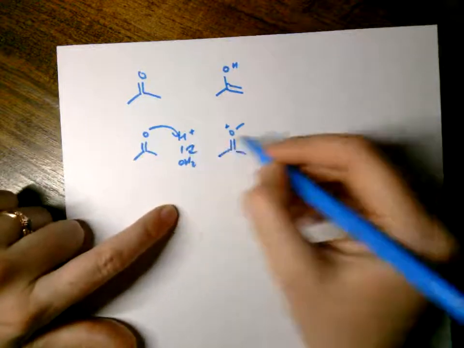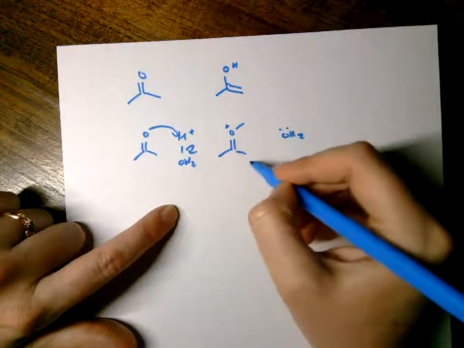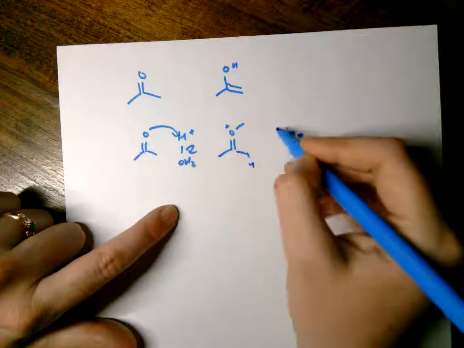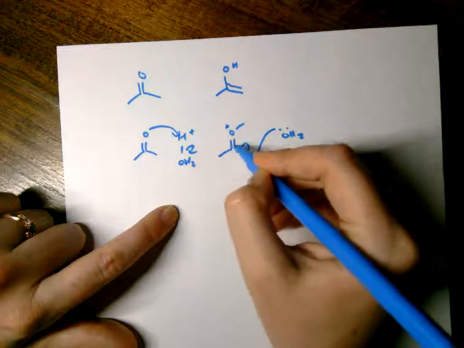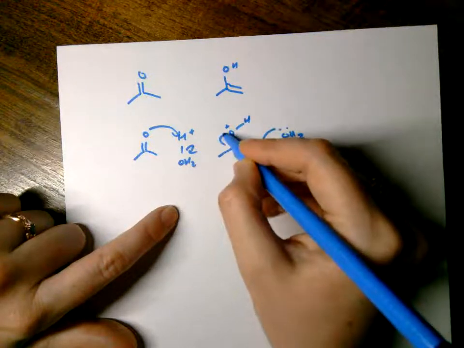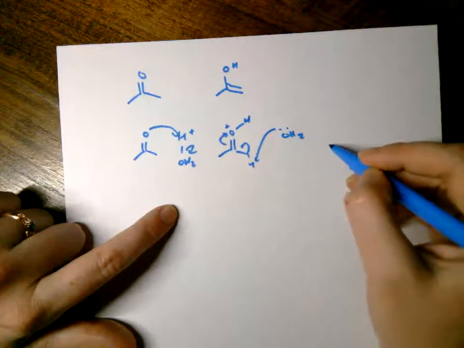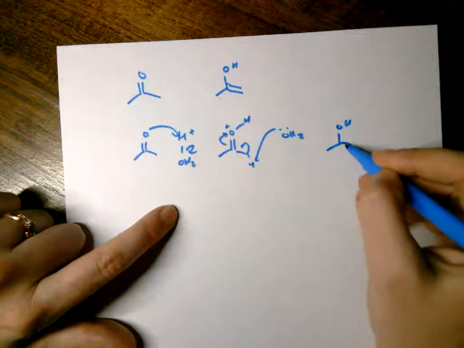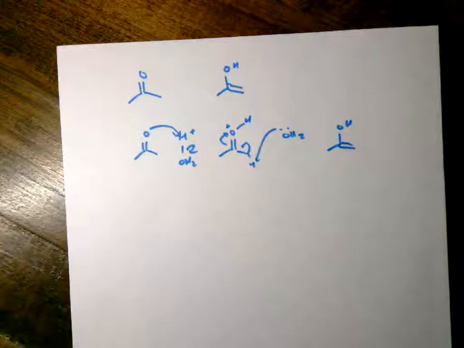So if you take this proton and then you have water left behind, that water will steal this proton, come here, oh, that should be an H, and kick up, and you get OH and this double bond. So that's basically an acid catalyzed keto-enol tautomerization.